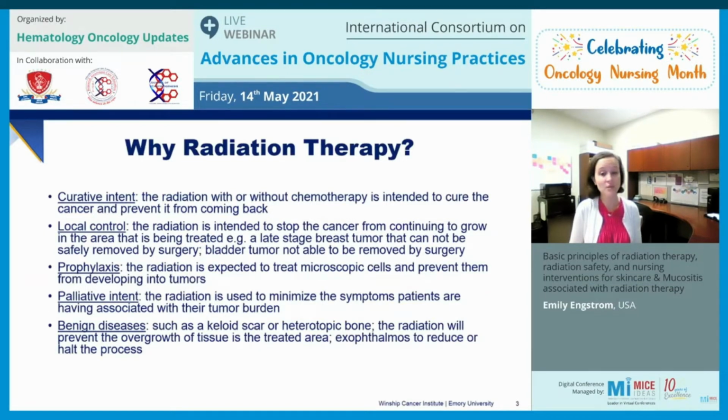Benign diseases we commonly treat are things like keloid scars, or heterotopic bone. These are just overgrowths of tissue, and the radiation will halt that overgrowth and prevent those from happening.